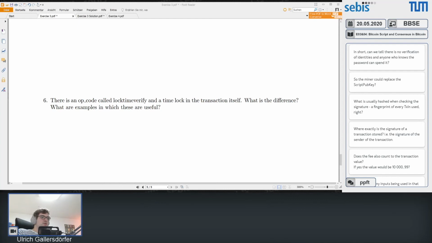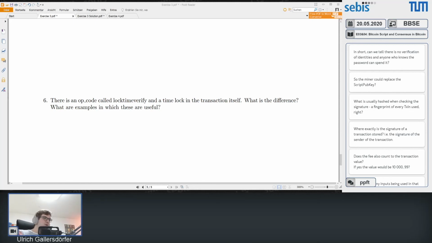So the opcode CHECKLOCKTIMEVERIFY is something that is placed into a transaction output. So it can be mined instantly. So a transaction which contains a transaction output with a CHECKLOCKTIMEVERIFY is no issue. It can be mined directly. The time lock in the transaction itself is a way to ensure that a transaction is not included in a block before a certain point of time. So time is given as a height of the current block. Because every 10 minutes a new block gets created, that is quite a good estimate for time. And so this transaction cannot be included before this time lock basically unlocks.